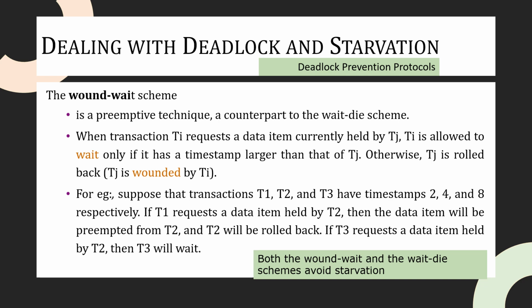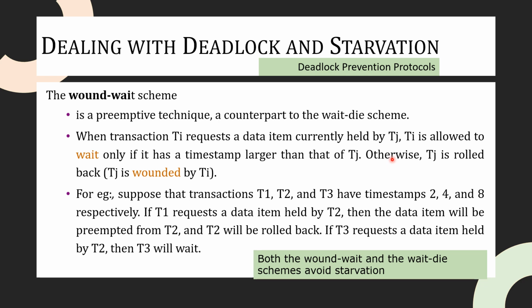The second scheme is the wound-wait scheme. It is a counterpart of the wait-die scheme. When a transaction Ti requests a data item currently held by Tj, Ti is allowed to wait only if it has a timestamp larger than that of Tj. So it will be in the wait state if the timestamp is larger than that of Tj. Else Tj is rolled back. That is, Tj is wounded by Ti.